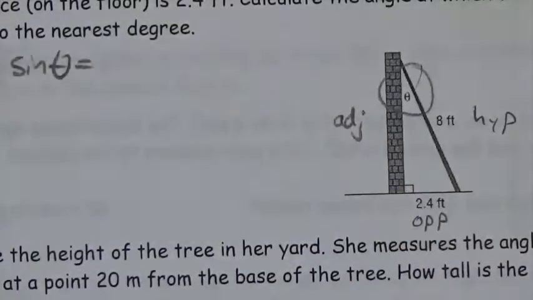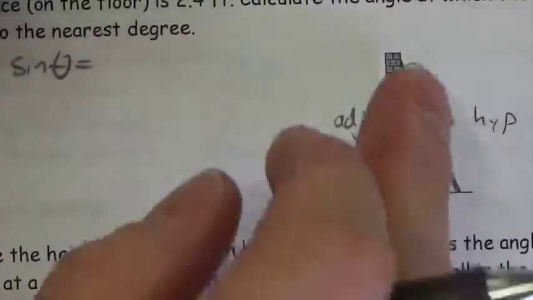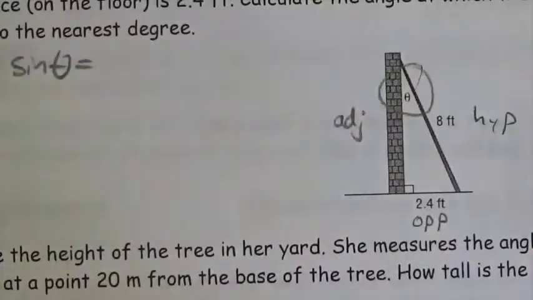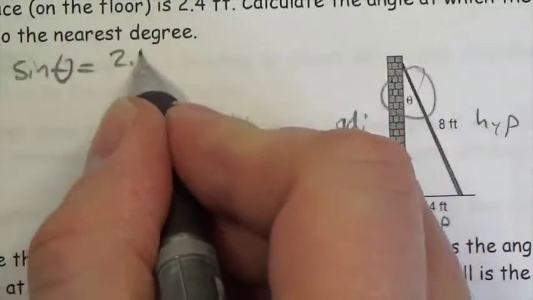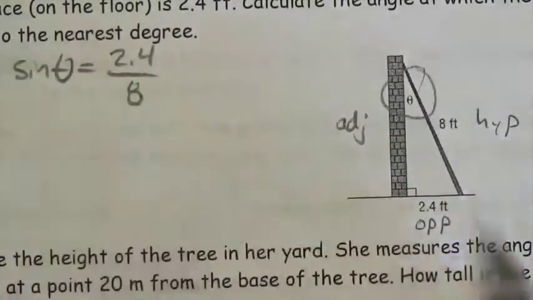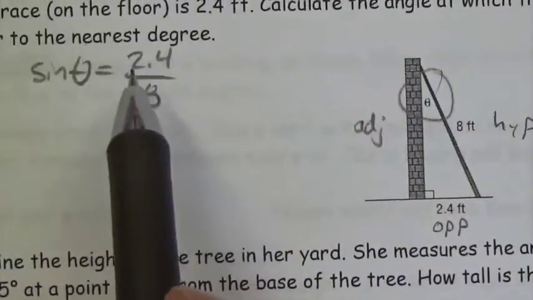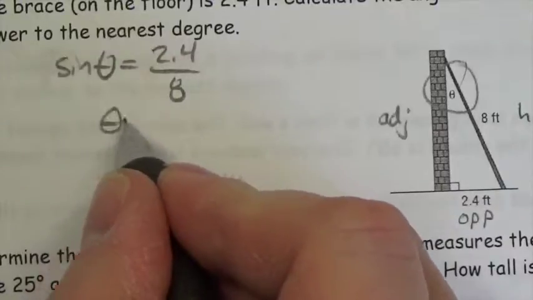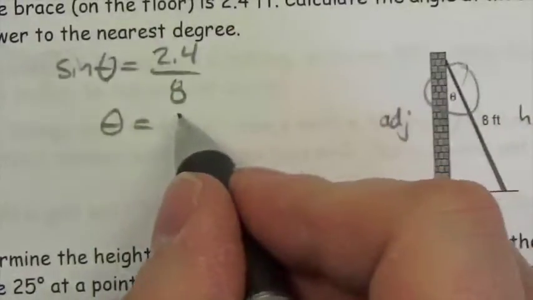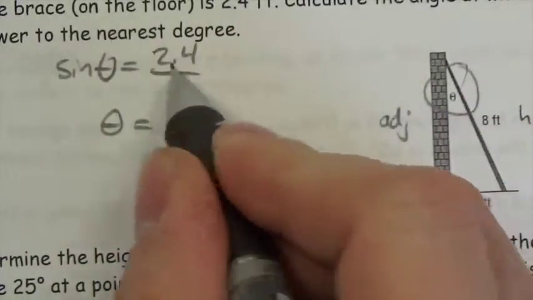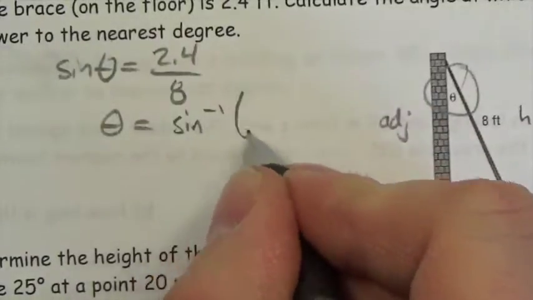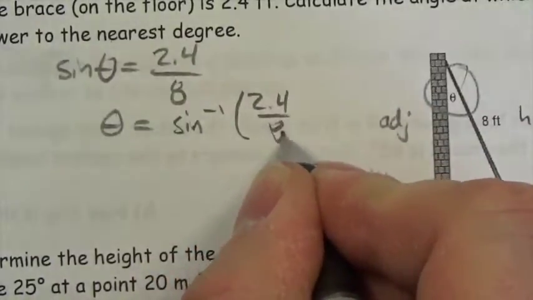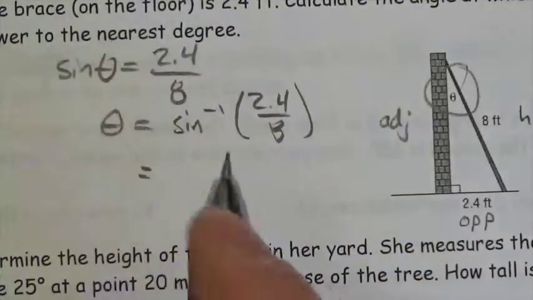But if I did, when I press the sine of theta, it would give me the ratio of the opposite and the hypotenuse. Well, in this particular case, I actually know that. I didn't need to know the angle to know what that ratio is. I can figure out 2.4 over 8. So now what I'll do is go backwards, I'll do the opposite. Instead of figuring out the sine of 2.4 over 8, I will do the inverse sine of 2.4 over 8, and this will give me the angle that I'm looking for.